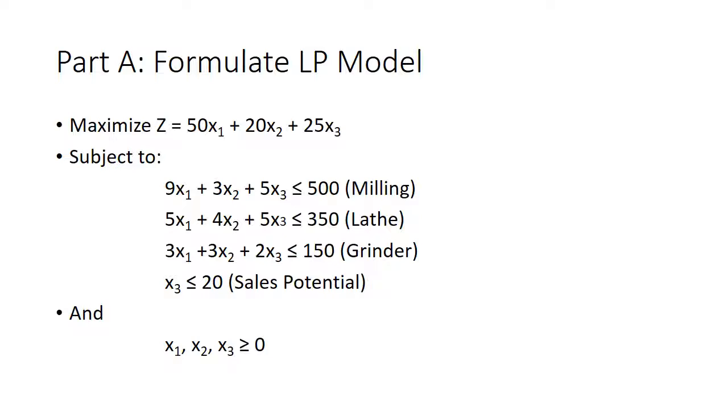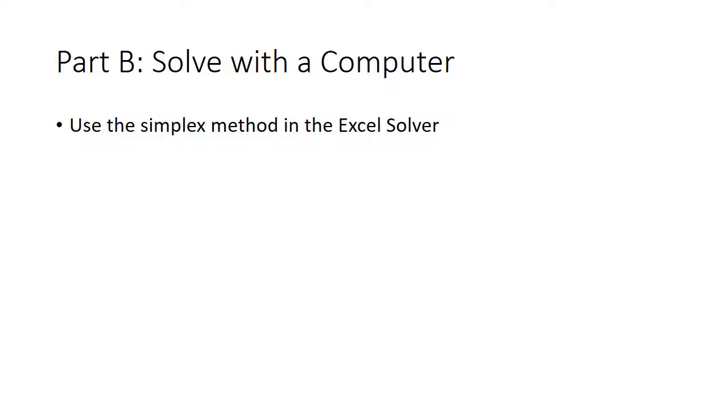Our final constraint here is that products 1, 2, and 3, however many units we make of them, have to be greater than 0. We can't make negative units of any of those products. So that's part A. For part B, we are supposed to solve that linear programming model with a computer. I chose to use the simplex method in the Excel solver.